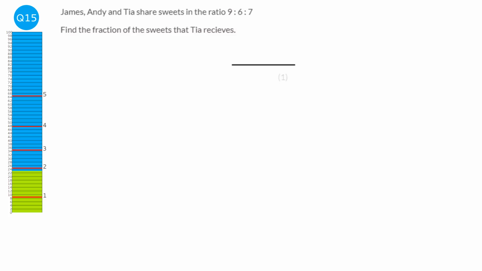Going to first of all work out how many parts there are in total. So we've got James with 9 parts, 6 for Andy, and 7 for Tia. So in total we've got 9 plus 6 plus 7, which is 22 parts in total. And we're asked to find a fraction Tia receives. Now Tia is the last one, so she is receiving the 7 parts. So it's 7 out of 22.